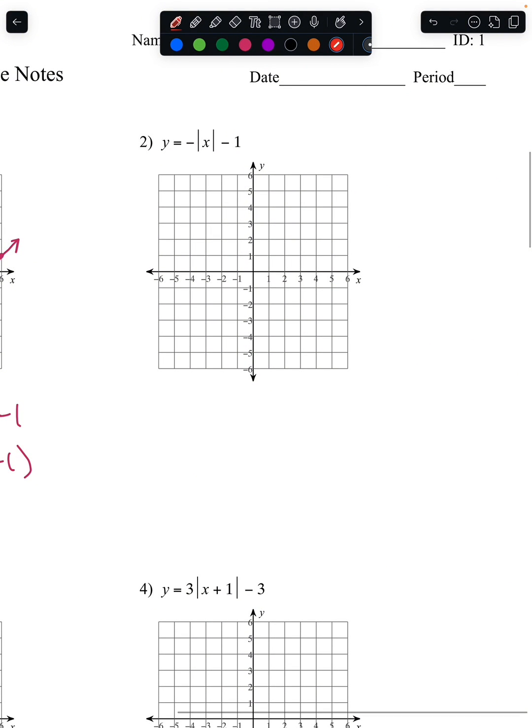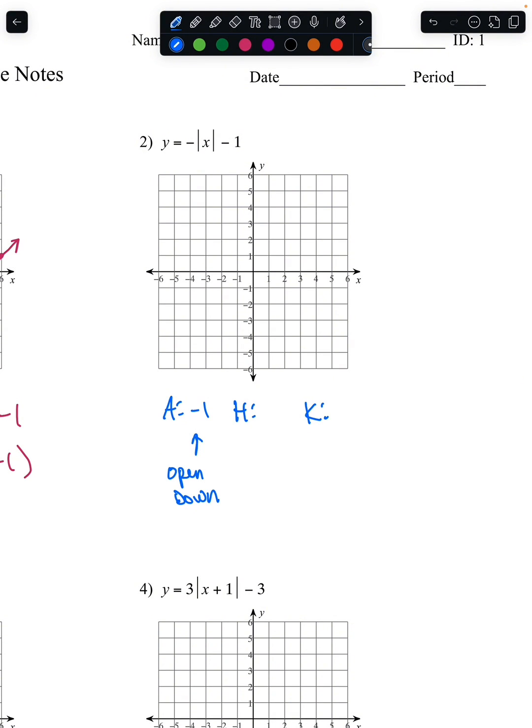Now, I will say that some of these coming up, we are going to have to create a table. But these right here are simple. So let's go identify our A, identify H, and identify K. So my A here, there's a negative out there. So my A here is -1. And because my A is -1, that automatically means it's going to open down. So it's going to make an upside down V.